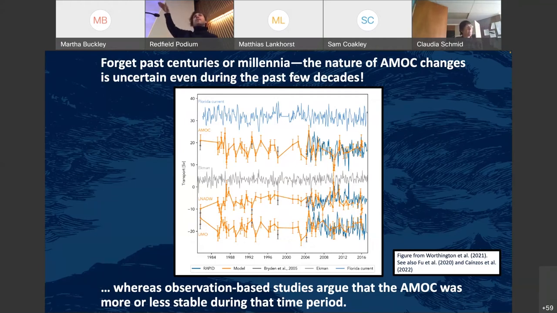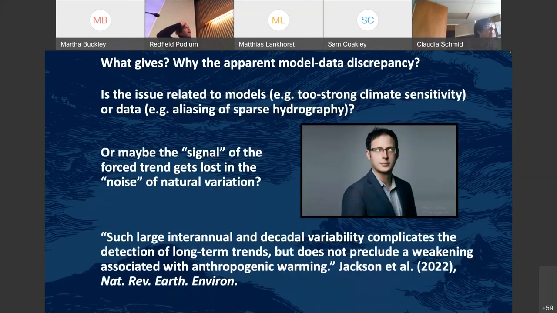The orange line is her reconstruction. The blue is RAPID. So there's good agreement between Emma's reconstruction and the RAPID time series. And these authors argue that you just see a more or less stable AMOC over this period. So what gives? Why is there this apparent model-data discrepancy?